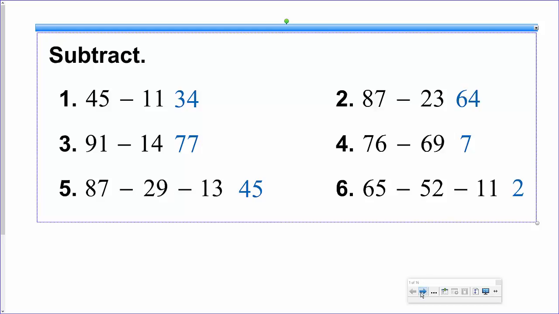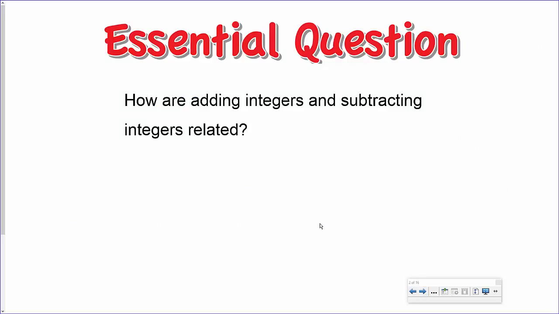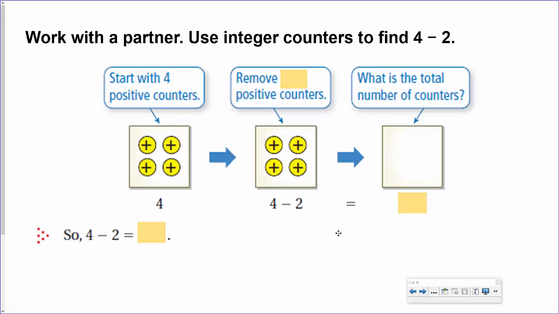Pretty easy stuff. So our essential question today is, how are we adding integers and subtracting integers, or how is it related? If I look here, this looks similar to last chapter, and I have 4 positive counters, and I want to remove how many? Because it says here 4 minus, or take away 2. So I have to actually get rid of 2 of them. I'm just going to lift them up or cross them off, and I'm just left with 2 other ones.